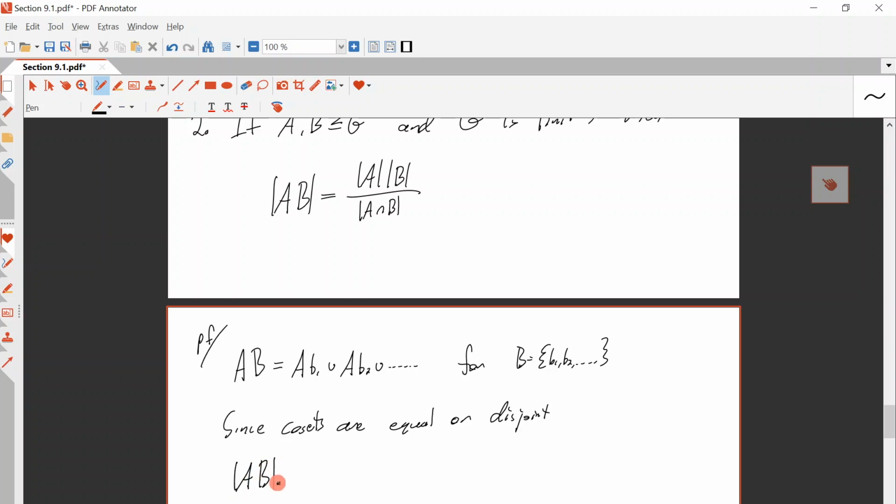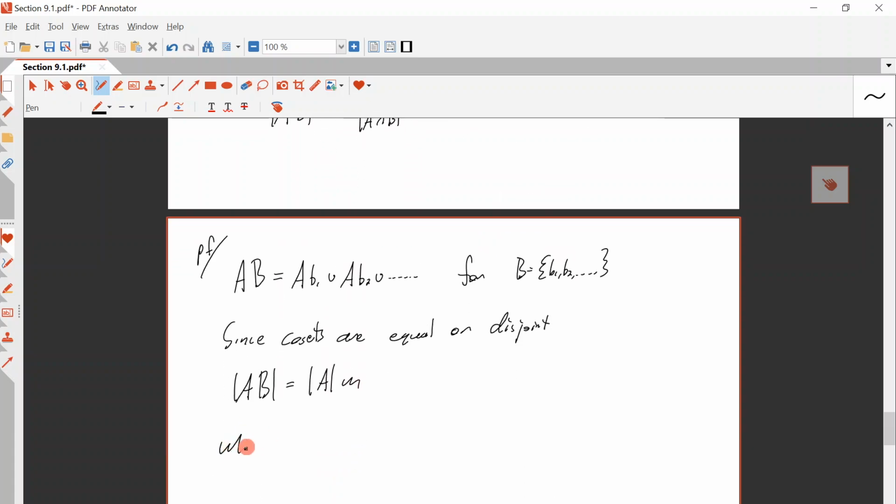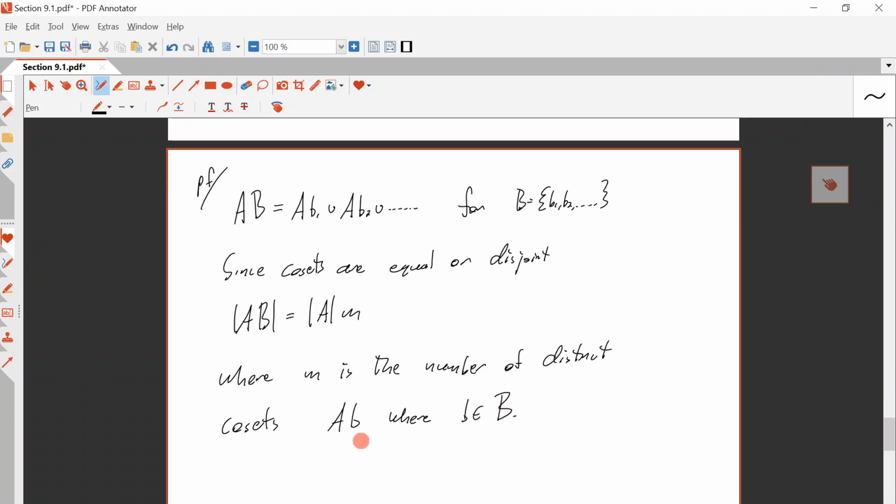the order of AB is equal to the order of A times M, where M is the number of distinct cosets Ab, where b is in B. So it's the number of distinct right cosets. We're not assuming anything is normal here, not A and not B. We're just talking about right cosets.